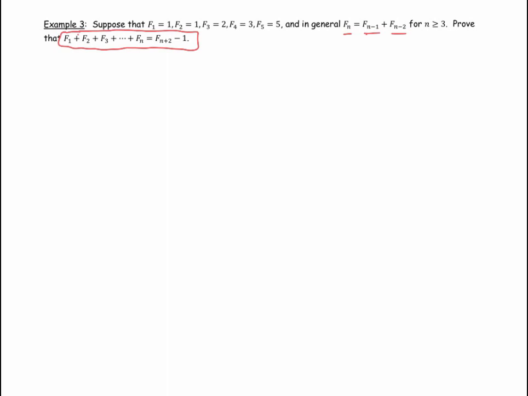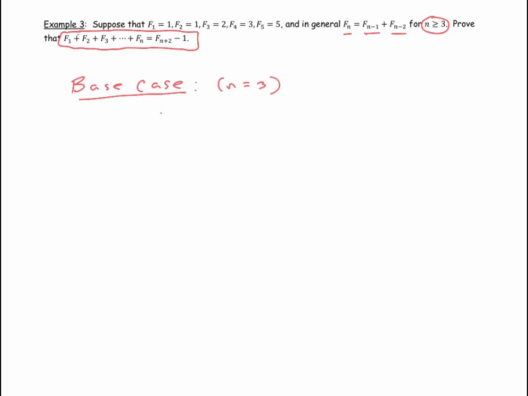Okay, so let's start with the base case. In this case, we've got to keep in mind that the base case is going to be that we need to show it's true for n equal to 3, so that this relationship is true for n bigger than or equal to 3. The other thing is that the Fibonacci numbers really require two initial conditions: you need the first two numbers to get the third. So for n equal to 3, let's see if this claim is true.